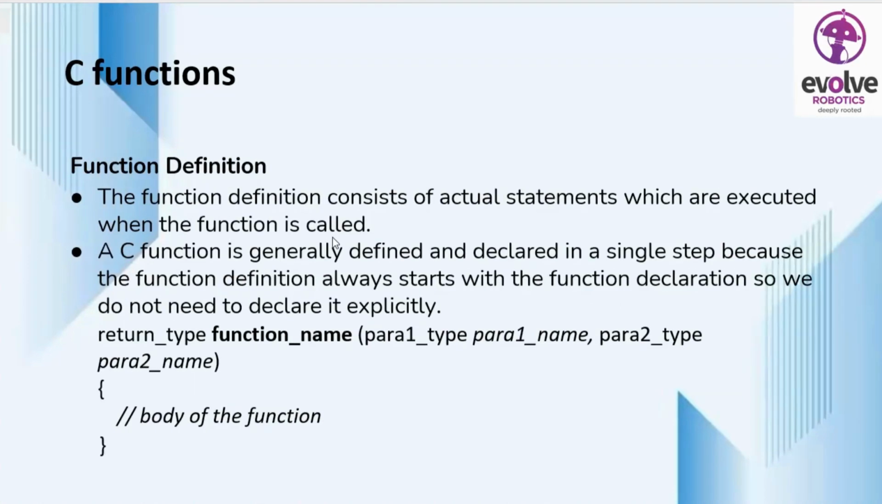The next part of functions in C programming is function definition. The function definition consists of actual statements which are executed when the function is called. A C function is generally defined and declared in a single step because the function definition always starts with the function declaration. So we do not need to declare it explicitly. So here we have the return type, function name, parameter 1 type and parameter 1 name, parameter 2 type and parameter 2 name. The code is inside the function.